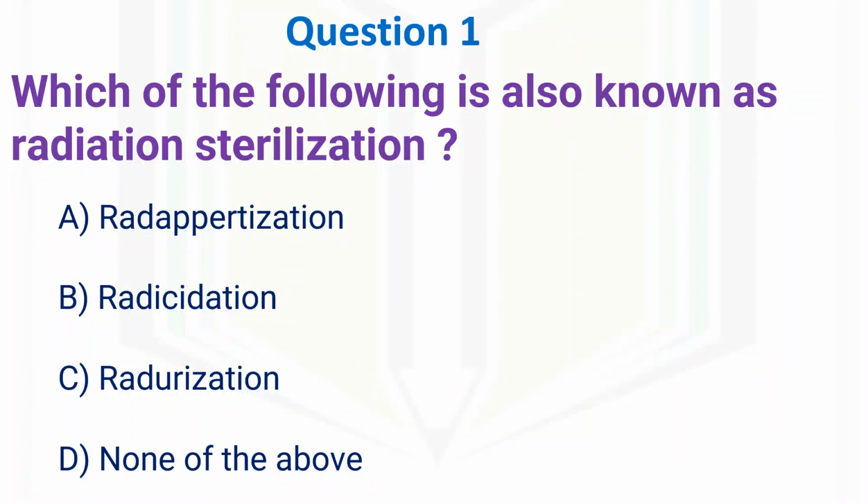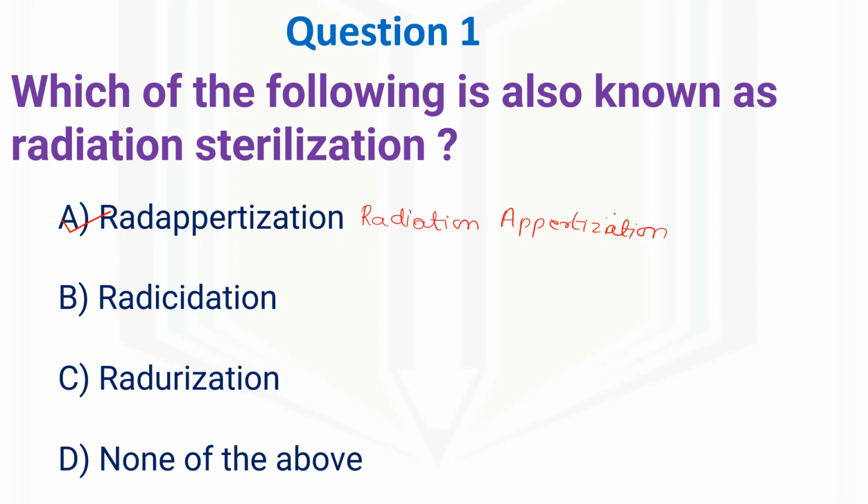Radiation sterilization. Options are radapatization, radicidation, radiorization. Option D is none of the above. And the correct answer is option number A, radapatization. Now, as the name suggests, radiation, it is the radiation apatization, and apatization also means sterilization. That's why it is very easy to remember that it is radapatization, that is radiation sterilization.